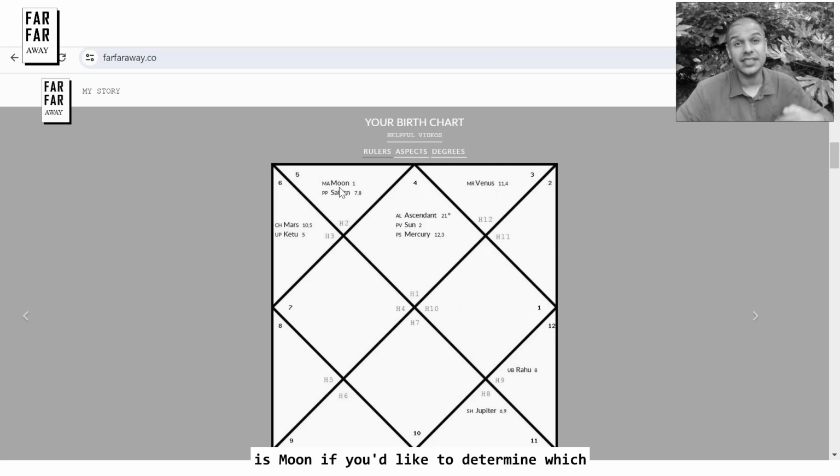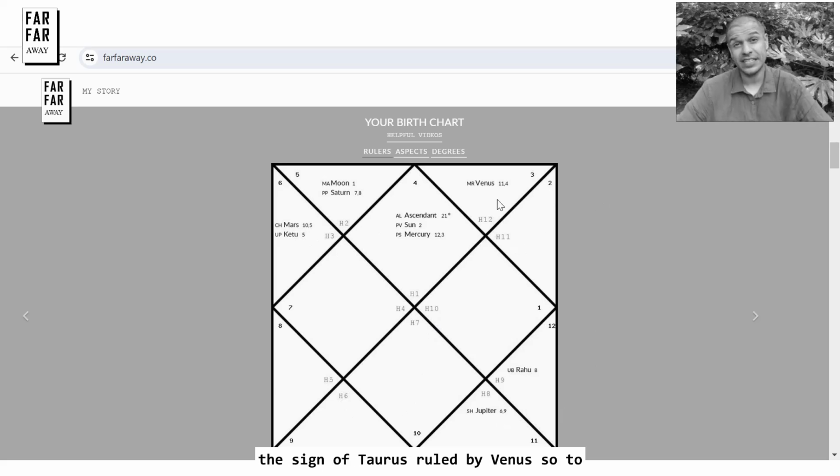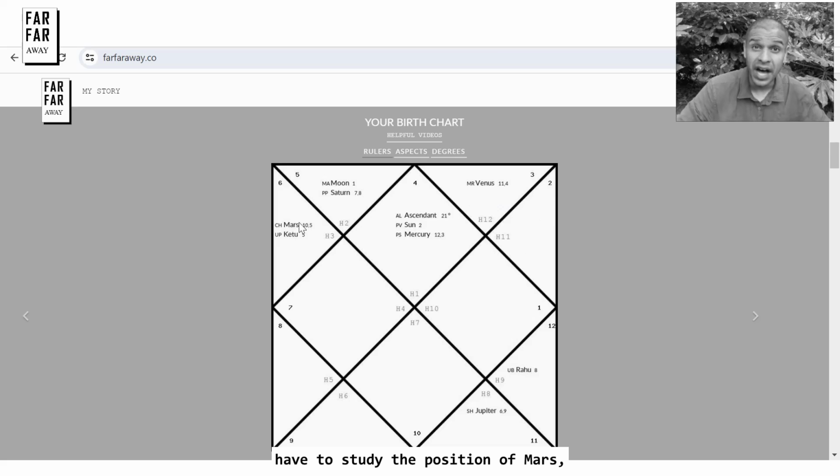If you'd like to determine which career this person might be in, then you have to study the ruler of the 10th, the 6th and the 11th house. So if the first house falls in the sign of Cancer, the 10th house falls in the sign of Aries, ruled by Mars. The 6th house will fall in the sign of Sagittarius, ruled by Jupiter. The 11th house, the house of money, will fall in the sign of Taurus, ruled by Venus. So to determine this person's career, you only have to study the position of Mars, Jupiter and Venus.